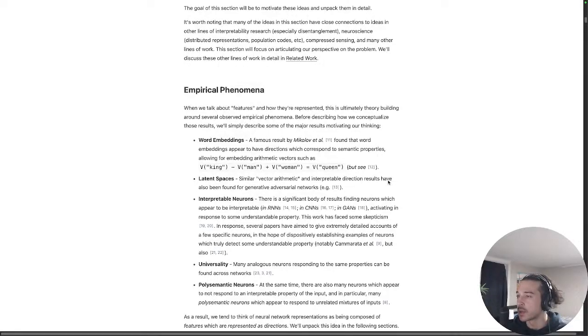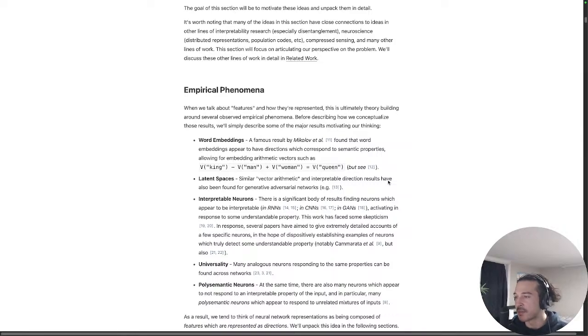Empirical phenomena. When we talk about features and how they're represented, this is ultimately theory building around several observed empirical phenomena. Before describing how we conceptualize those results, we'll simply describe some of the major results motivating our thinking. Word embeddings. A famous result by Mikolov et al. found that word embeddings appear to have directions which correspond to semantic properties, allowing for embedding arithmetic such as V(king) - V(man) + V(woman) = V(queen).